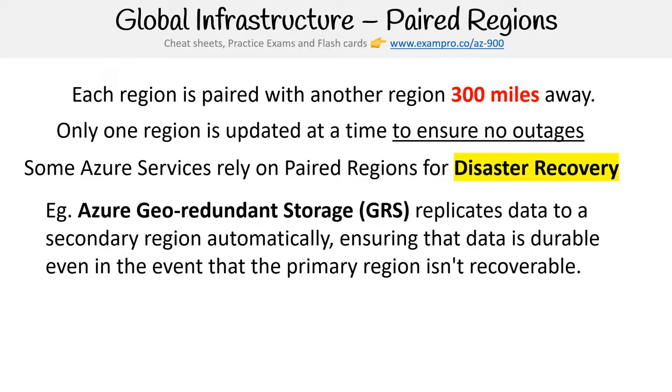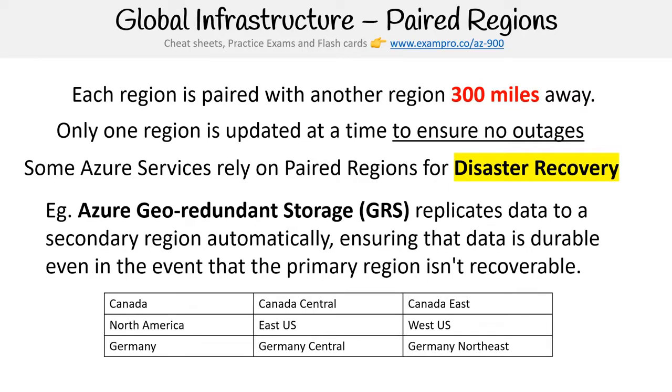And just to give you an example of a paired region, let's say we're talking about Canada. With Canada, you'd have Canada Central, and then its paired region is Canada East. For North America, and when we say North America, we're really talking about the United States, it's East US region paired with the West US region. And then for Germany, you have Germany Central and Germany Northeast. So it gives you an idea how far away they are, 300 miles. That's quite a distance, but there you go.